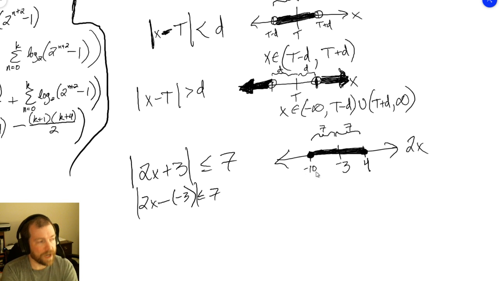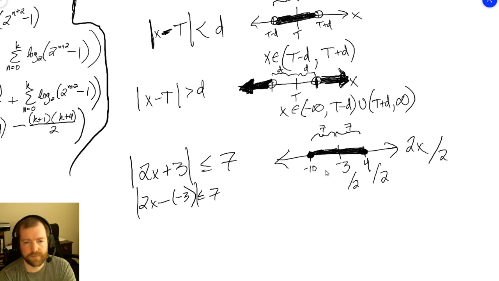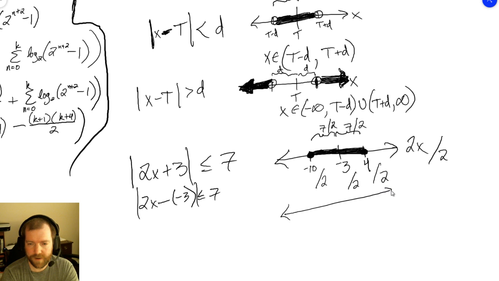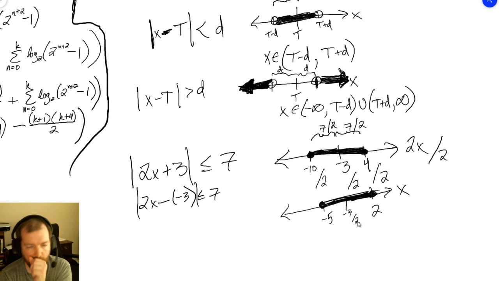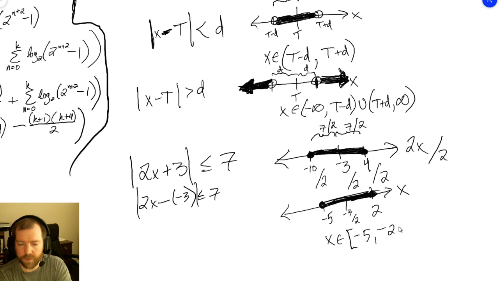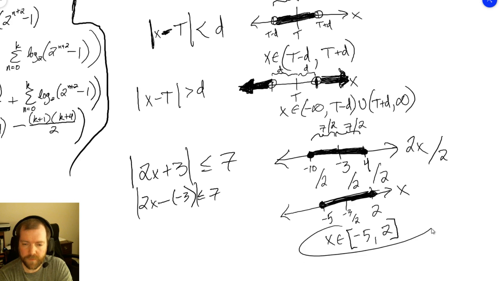Now, this is not the right answer. This is not done because we weren't looking for 2x. We were looking for x. What are the values of x where this works? Well, literally divide everything by 2. What do you get? You get x here. You got 2, -3/2, -5. These are solid circles at the borders and shaded inward. So x has to be between a closed -5 to a closed +2. There's a solution for that one.